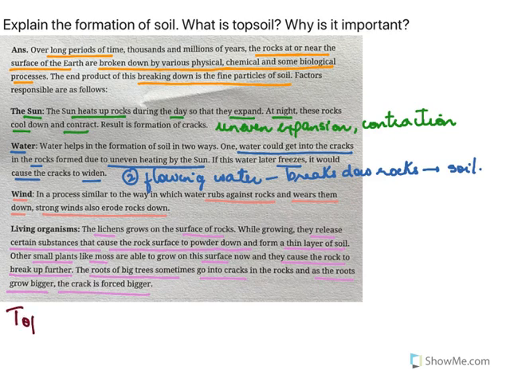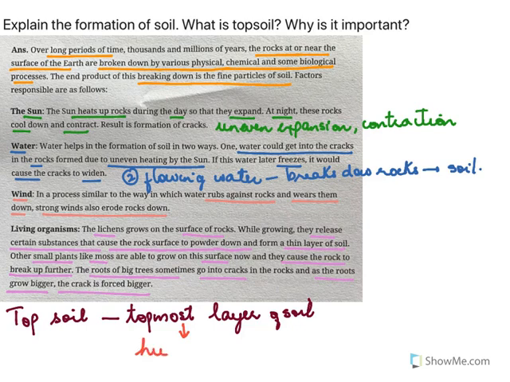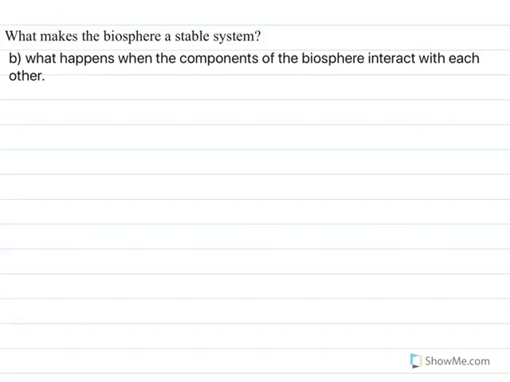Now, what is topsoil? Topsoil is the topmost layer of soil. Why is this topmost layer important? Because it has humus, it has all the nutrients present for the plants, it has bacteria or microscopic organisms present in it, which help the growth of the plant. So it is very important, the topsoil.